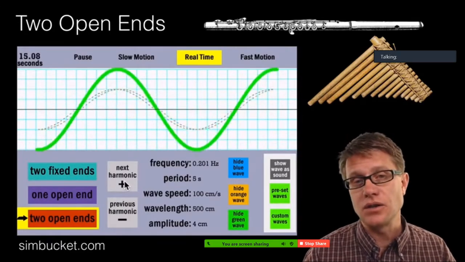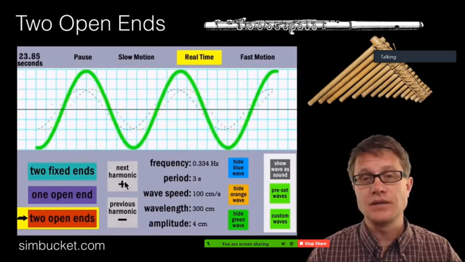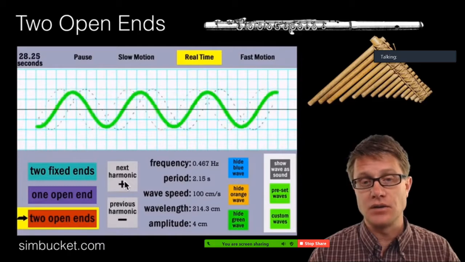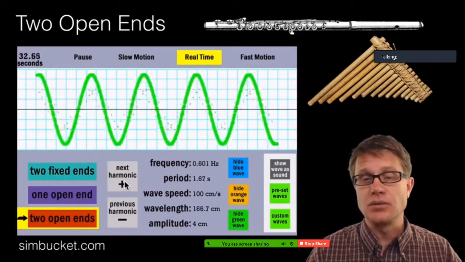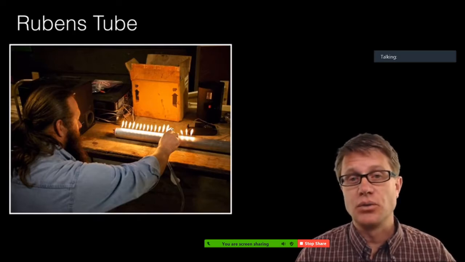So what's the characteristic of a standing wave in a chamber that has two open ends? It's always going to be an antinode on either side. But depending on the frequency, we can get different pitches as we blow through. Rubens Tube is a really cool example of that.